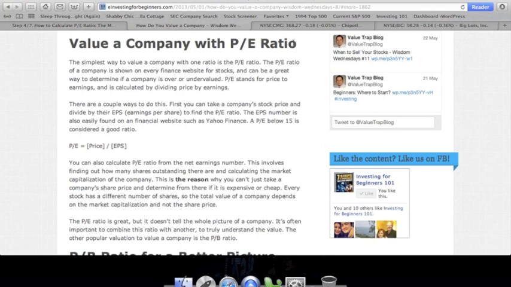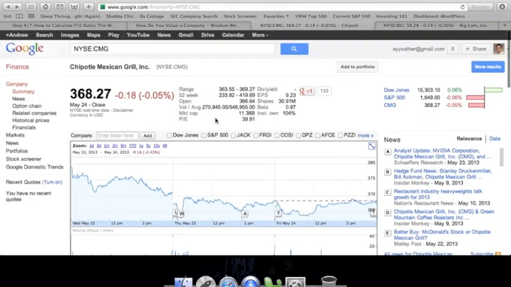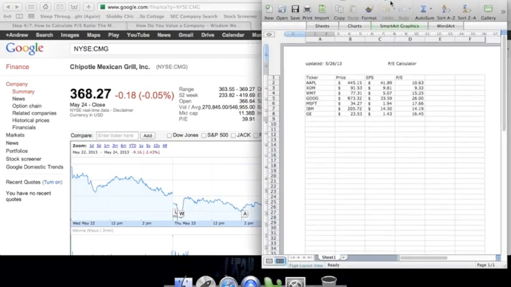So if we take a good story stock right now, something like, I picked Chipotle. So we take Chipotle Mexican Grill, and we're going to calculate the PE ratio using exactly what I just showed you. So I've made this nice little Excel sheet. It's pretty easy to use.